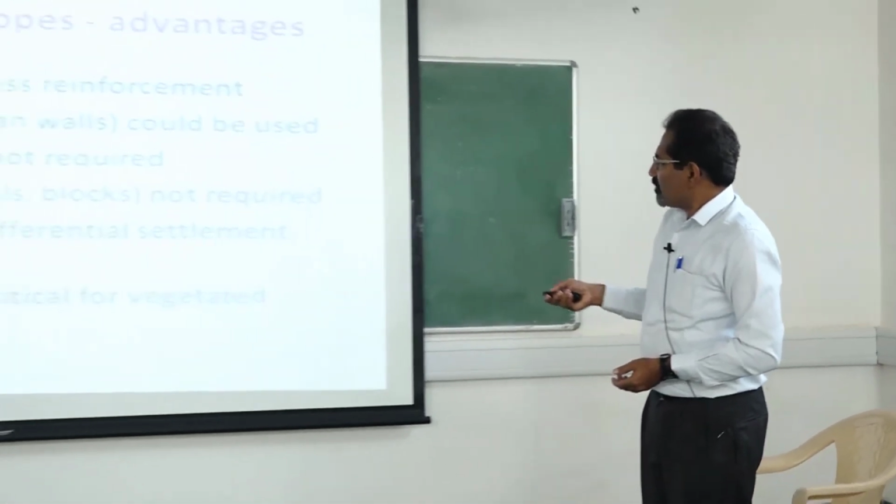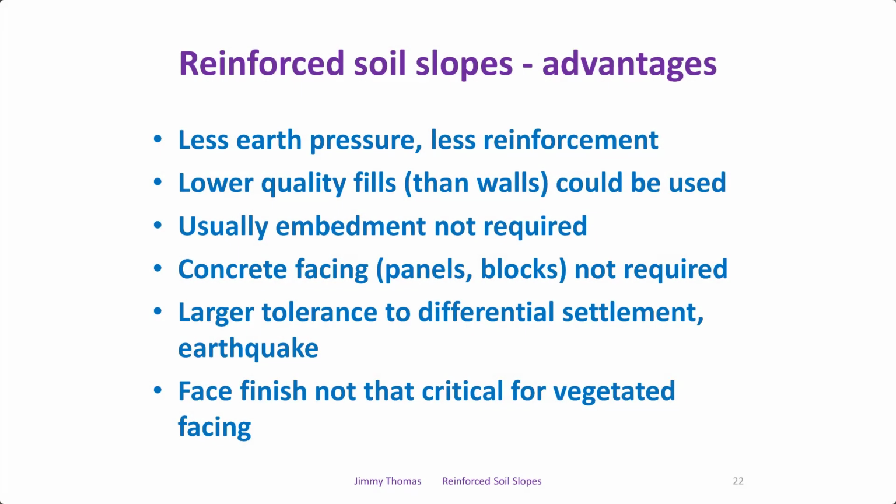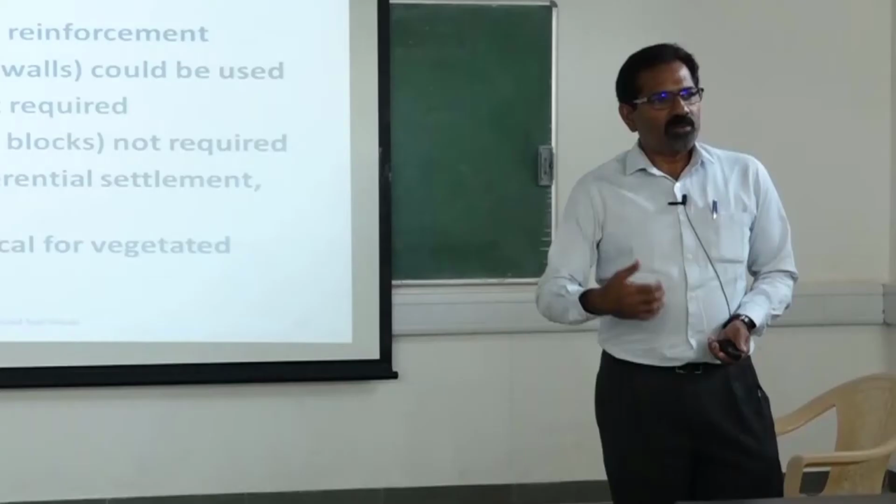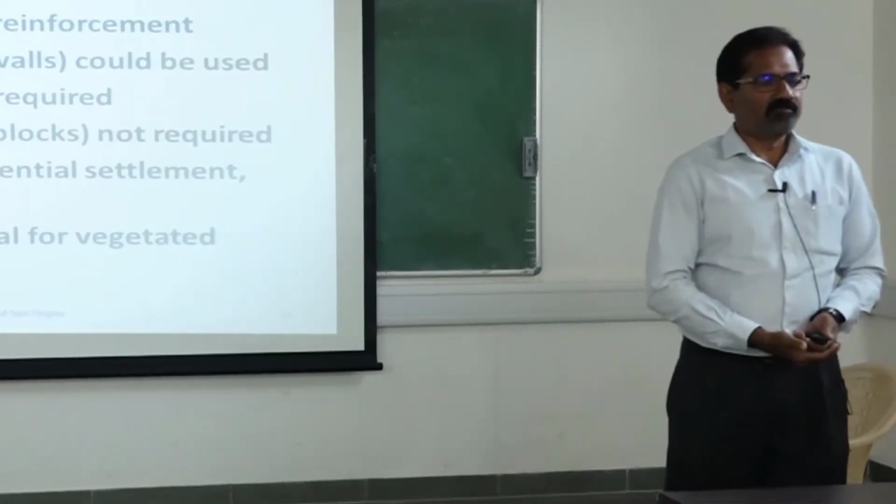Then some of the advantages. We know that once the slope becomes flatter and flatter, the earth pressure reduces, so we need less reinforcement. That means compared to a reinforced soil wall, we can use lower quality fills. As I mentioned yesterday, for a reinforced soil wall, we need a good quality granular fill, which is commonly less than 15% fines. But for the slopes, we can use up to 50% fines.